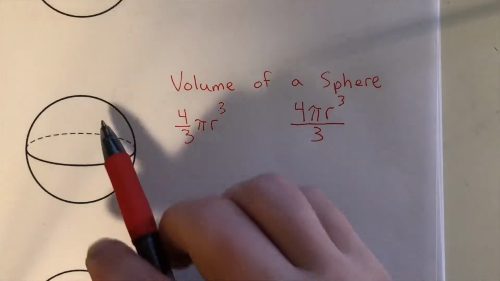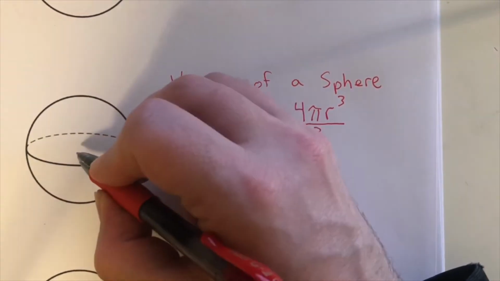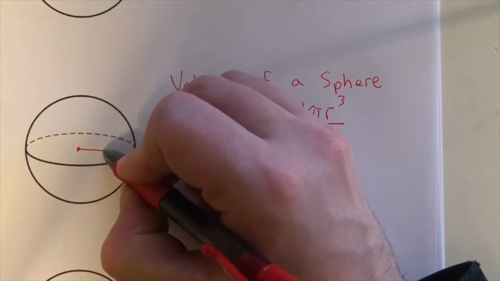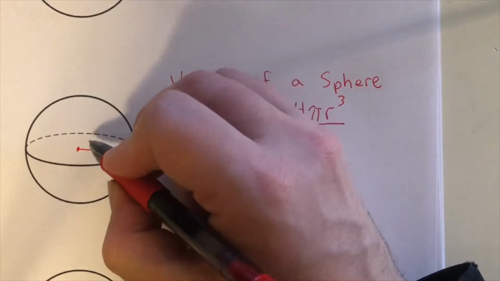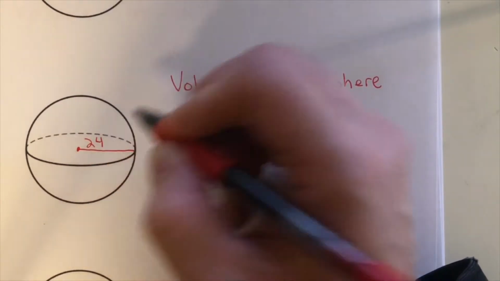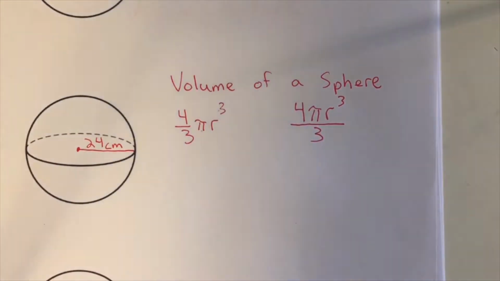So if I am looking at a sphere and I come up with a random number for my radius, let's say my radius is 24. So I have that number 24 and I can call that 24 centimeters.